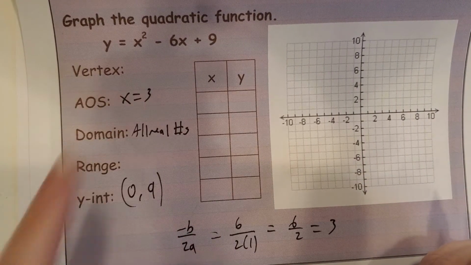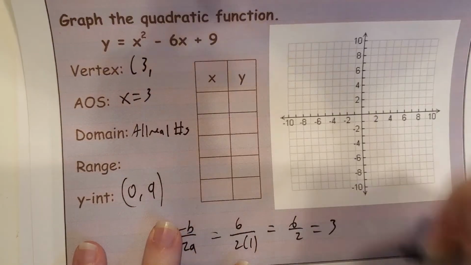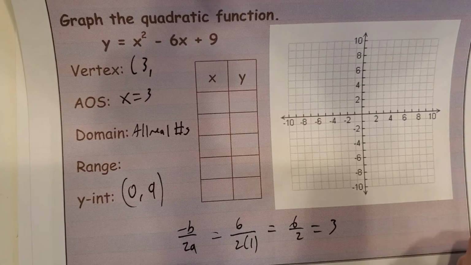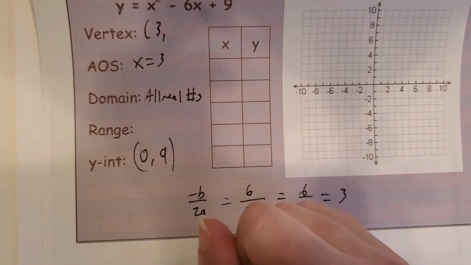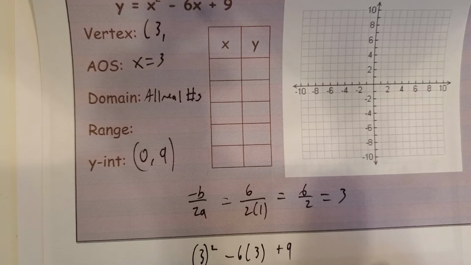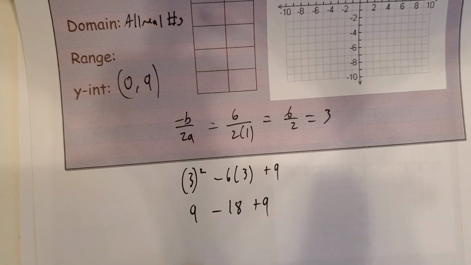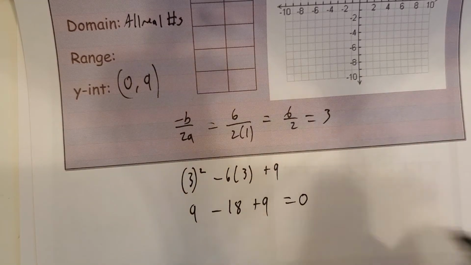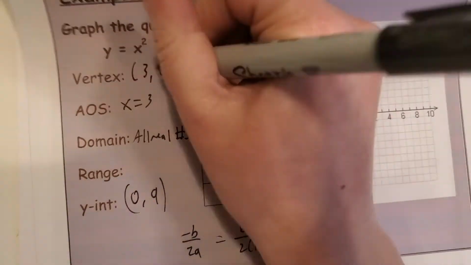Vertex, we know this is going to be the x value of our vertex because that's what we did last time. So this is going to be (3, something). To figure out what that something is, we can plug this 3 into this entire equation for x. So 3 squared minus 6 times 3 plus 9. So this is 9 minus 18 plus 9. 9 minus 18 is negative 9, plus 9 is 0. So the vertex is (3, 0).